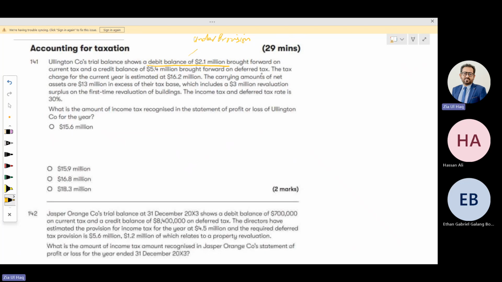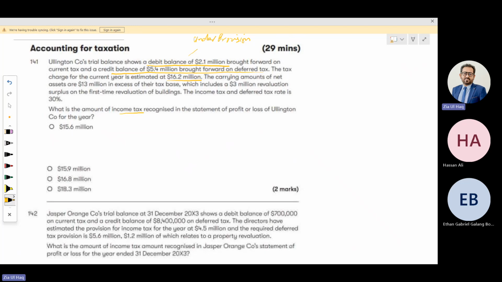And this credit balance of deferred tax, is that liability or asset? Liability. Obviously, credit liability. Opening balance of deferred tax liability. The tax charge for the current year is 16.2 million current tax liability. The carrying amount of net assets are 13 million in excess of their tax base, meaning this is taxable temporary difference, 13 million given, which includes 3 million revaluation surplus. The income tax and deferred tax rate is 30%.